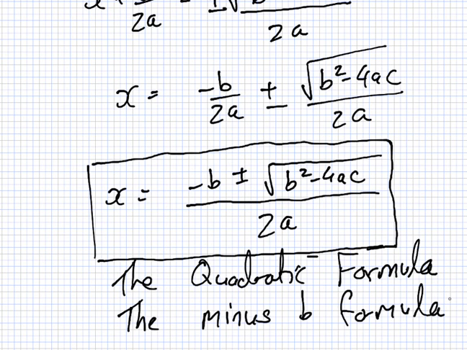You've seen this formula before. KJ, give me your phone. Give it to me. Bring it up, give me your phone. No, don't throw it, because I will drop it.